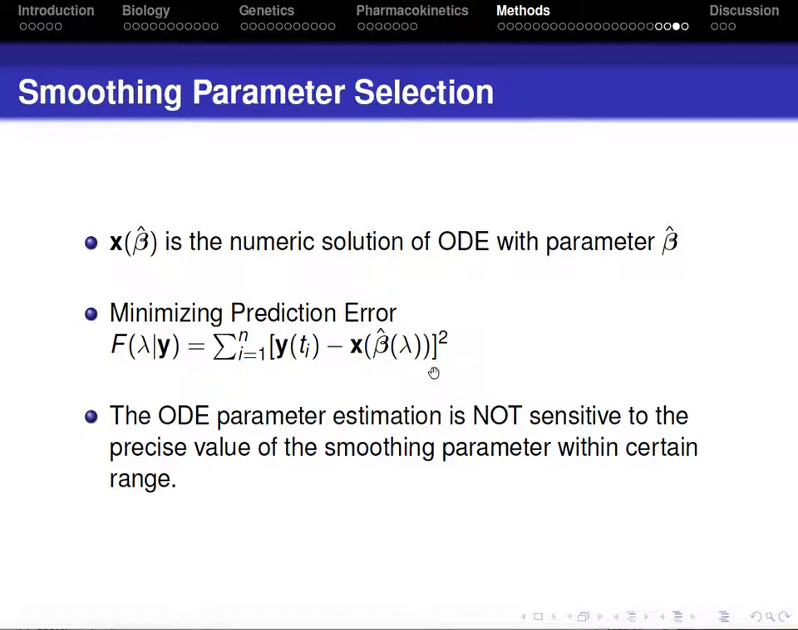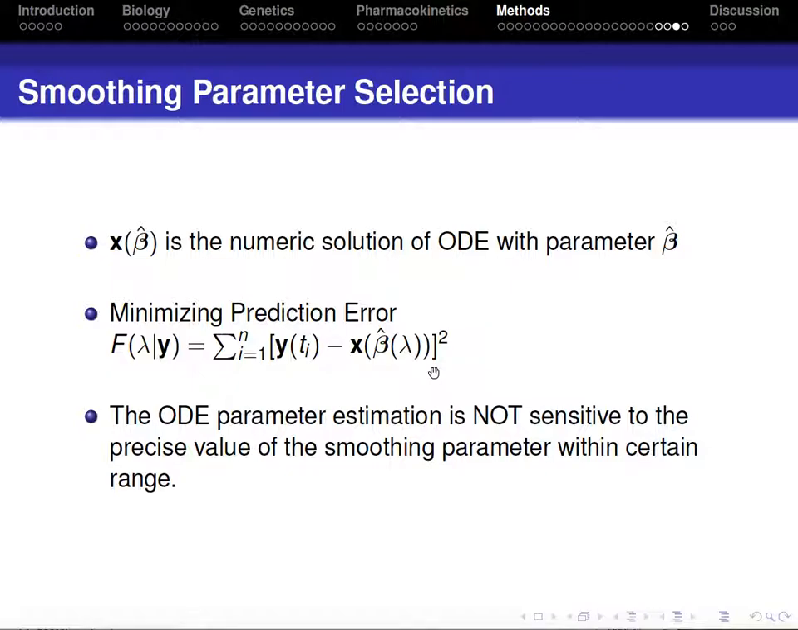So if we have some grid points for the smoothing parameter, for each given value of the smoothing parameter, we can estimate the ODE parameter beta hat using our parameter cascading method, right? After getting the parameter cascading estimate of beta hat, we can solve the ODE numerically, and then compare the numerical solution to the data. And we want to choose the ODE solution that fits the data the best.